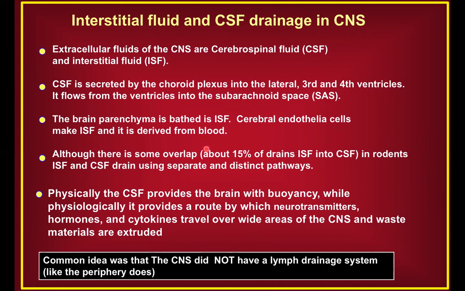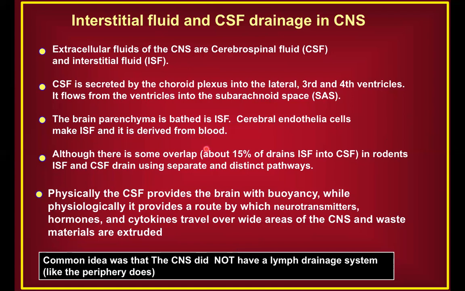So there's some overlap. About 15% of ISF drains into CSF, but they drain by distinct and separate pathways. The CSF, you can imagine, provides the brain and spinal cord with a fluid pad, if you will. If you don't have CSF, your brain would sink or would be knocking against the skull. It also allows a transport route by which neurotransmitters, hormones, and cytokines travel to wider areas within the CNS. And also, as one of the students mentioned, it's a way that waste is removed.